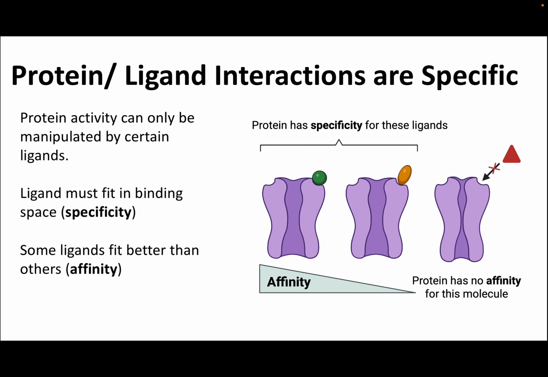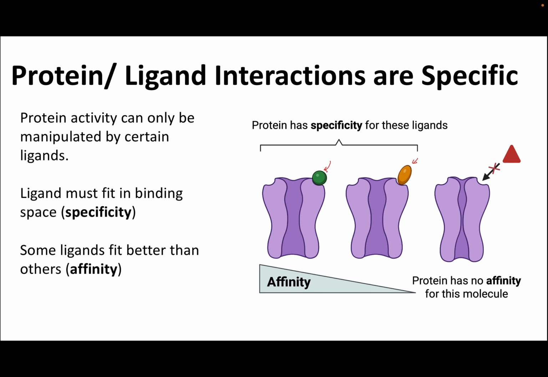So if we look at our sodium channel example again, we can see that in this example, there are two ligands that have specificity for this protein. We have the green ligand, and we have this yellowish looking ligand. And both of them have specificity for this sodium channel because they can fit to the binding spot and cause the activity level of the protein to change. However, the red triangle does not have specificity for this protein, so it can't exert any modulating control on it.